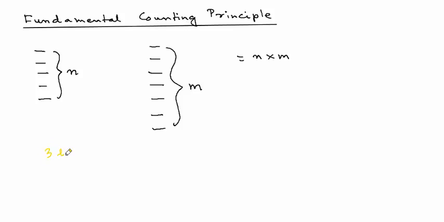Let's say you have 3 hats and 4 shirts and 5 pairs of jeans. And if you're asked to pick 1 hat and 1 shirt and only 1 pair of jeans, so as to make a complete dress, in how many different combinations could you have? And the answer is going to be 3 times 4 times 5, which is 60 different combinations. That's what the fundamental counting principle tells us.